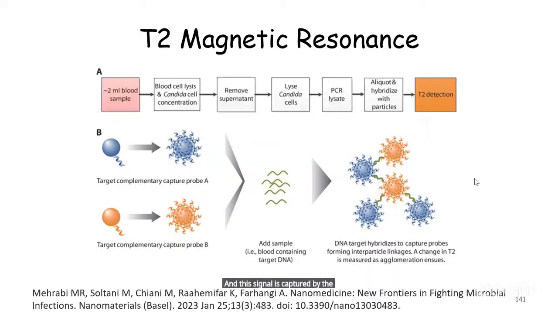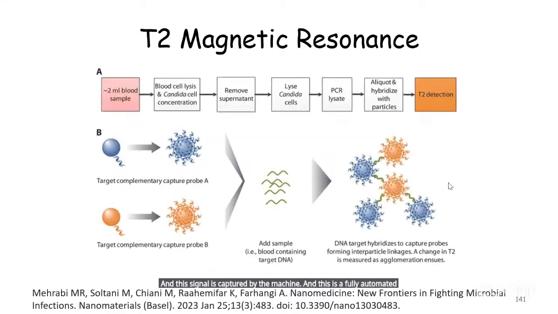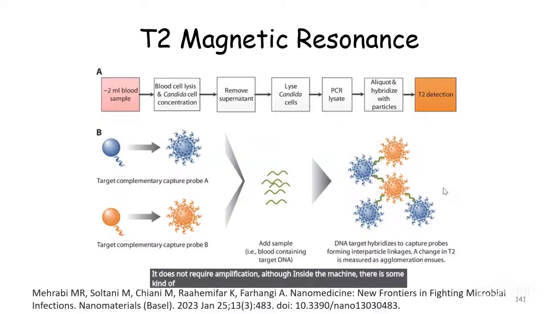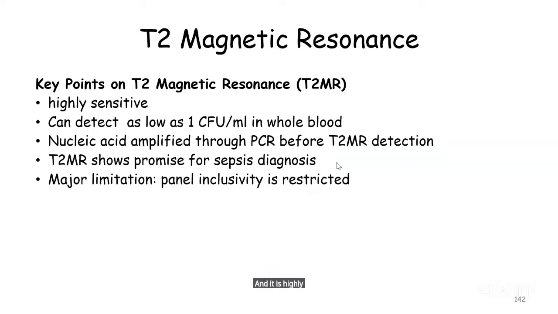And this is a fully automated machine. It does not require DNA extraction. It does not require amplification, although inside the machine there is some kind of amplification that is a proprietary technique, but it does not require it outside. It does not require amplification or DNA extraction, and it is highly sensitive, can detect as low as 1 CFU in whole blood.